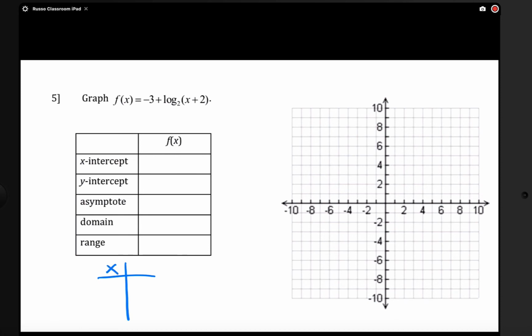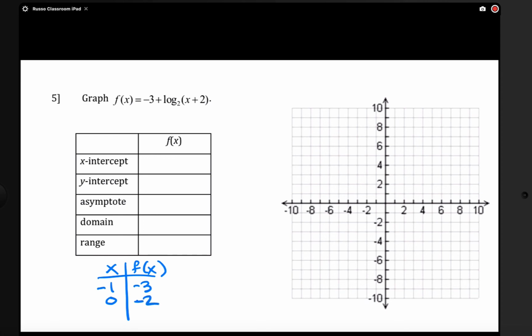In this case, if I choose x equal to -1, that's going to give me log base 2 of 1, and we know log base anything of 1 is always going to be 0, so -3 plus 0 is -3. I can choose x equal to 0, because that's going to give me log base 2 of 2, and 2 is a power of 2, so that's going to be helpful to me. Log base 2 of 2 is 1, plus -3 is -2.